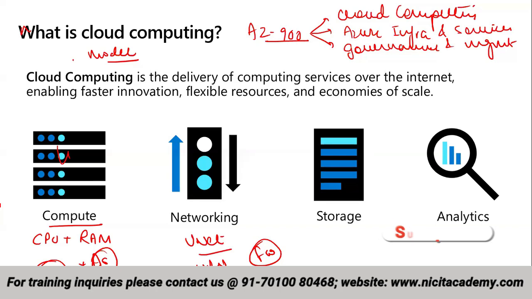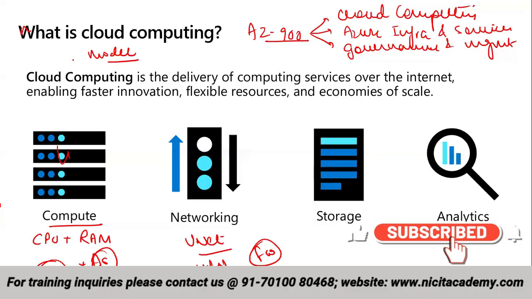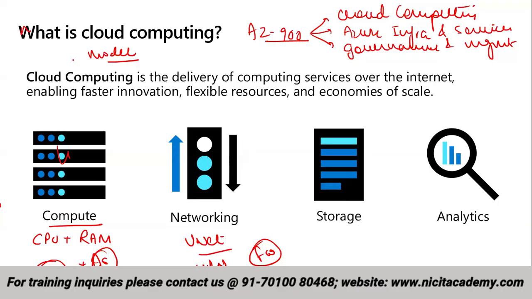See, when you're working with networking-based resources on the cloud, we call them networking resources. For example, when you create a firewall on the cloud, when you create a virtual network on the cloud, when you create a virtual private network on the cloud, these are all services which are related to networking.